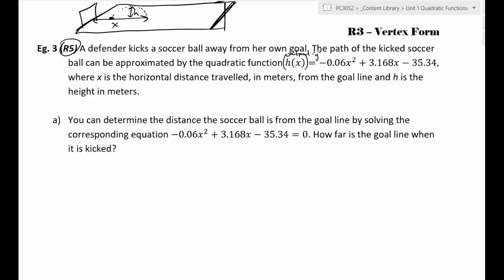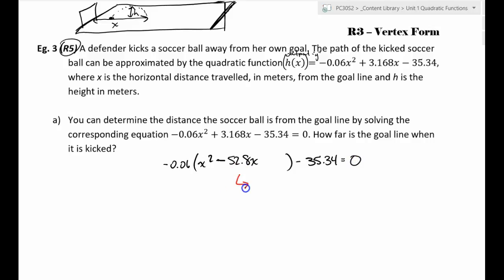Okay, so again, we're dealing with decimals in this case, so I really don't want to have to think about what I'm going to do in terms of factoring, but I can complete the square. So I'm going to factor out that negative 0.06, which leaves me with x squared minus 52.8x minus 35.34 equals 0.